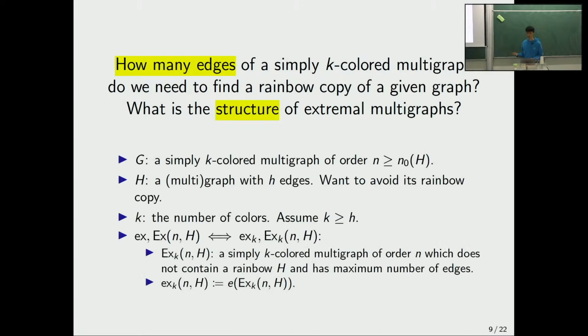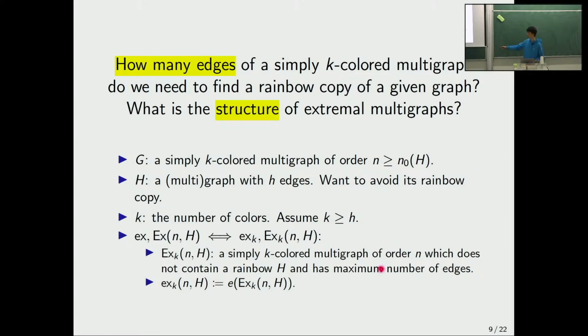Here are some notations which will be fixed from now on. So G always means a simple k-colored multigraph of order n sufficiently large, where the lower bound only depends on H. And H will be a graph or a multigraph with h edges, and we want to avoid a rainbow copy of it in G. And k will be the number of colors. And we assume k is always greater than or equal to h, because if not, as we saw before, G would definitely not contain a rainbow copy of H.